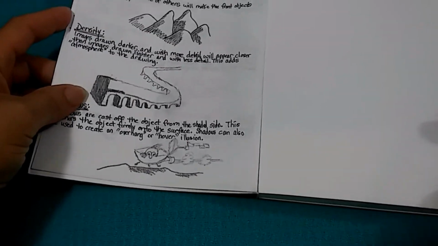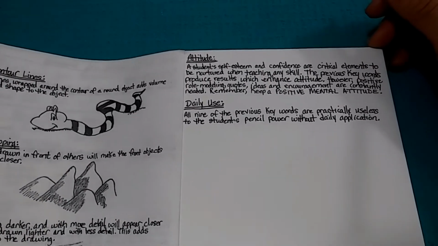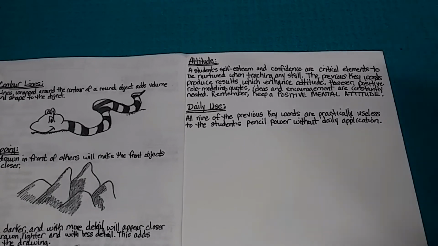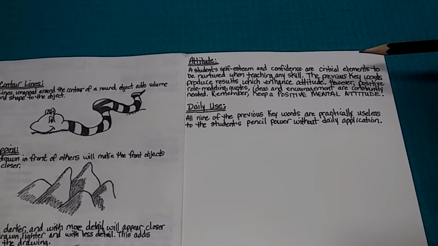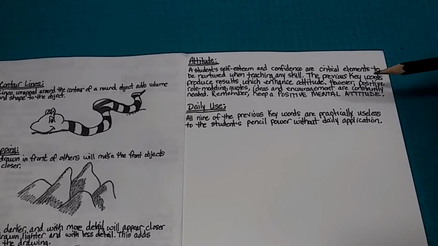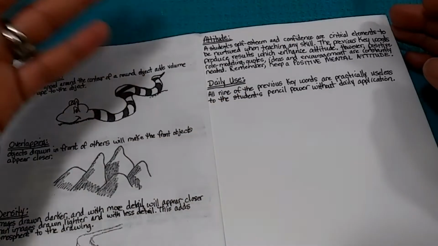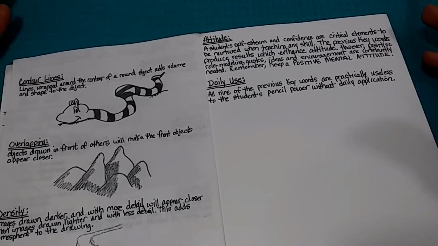Okay, you guys, the last two don't really require drawings, but they are really important. So this one, number 9, is attitude. A student's self-esteem and confidence are critical elements to be nurtured when teaching any skill. The previous keywords produce results which enhance attitude. However, positive role modeling, quotes, ideas, and encouragement are constantly needed. Remember, keep a positive mental attitude. So basically, we need to encourage one another, giving suggestions and ideas and positive feedback and constructive criticism in a helpful way.